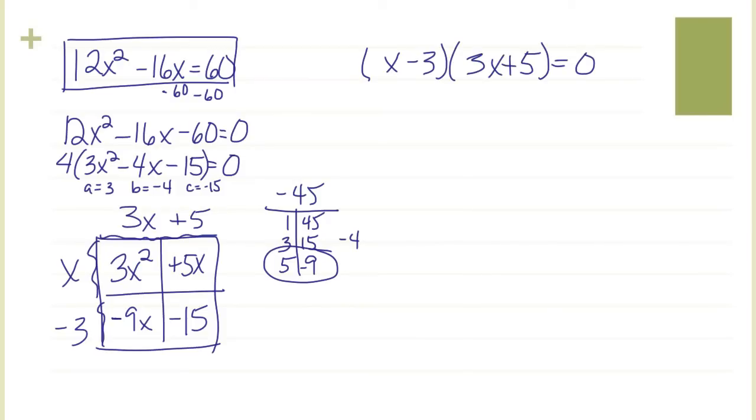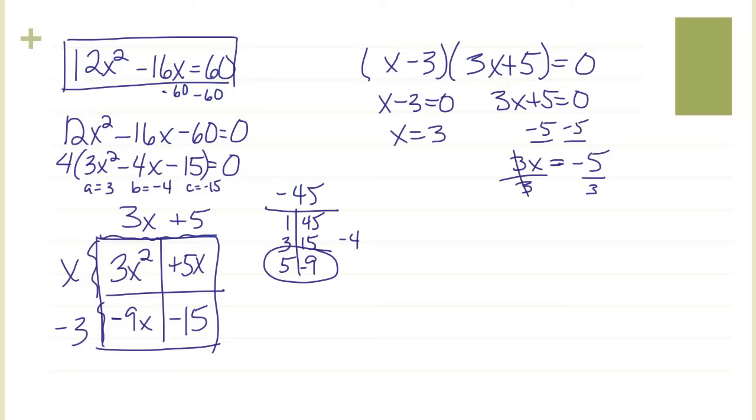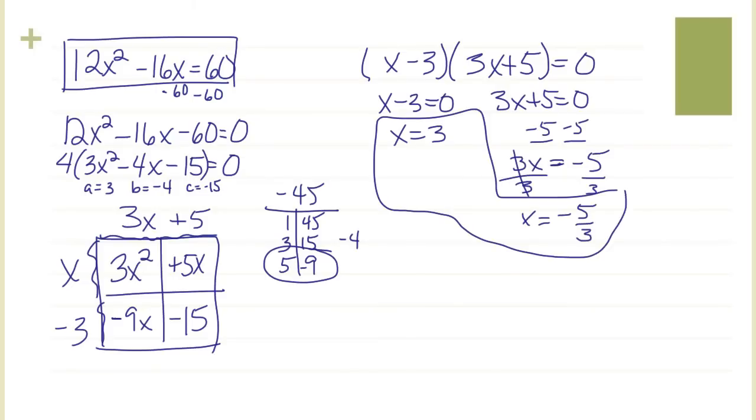So from here down is where it's the only thing to do. I've got x minus 3 equals 0, so x is 3, and I've got 3x plus 5 equals 0. So I've got a couple more steps to do on this one. When I have something other than just one coefficient on x, I'm going to have to do some division. I'm going to end up with a fraction, -5/3. So those are our two answers.